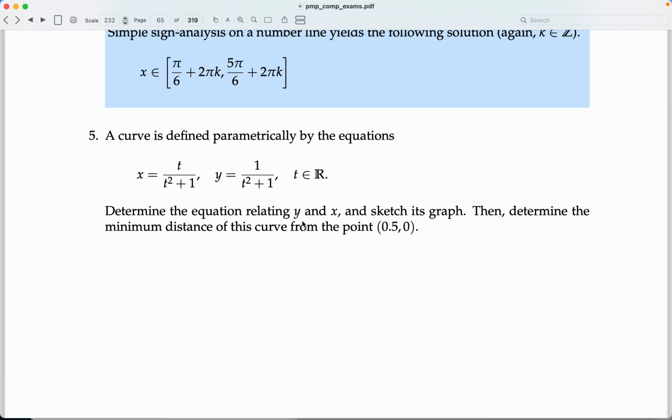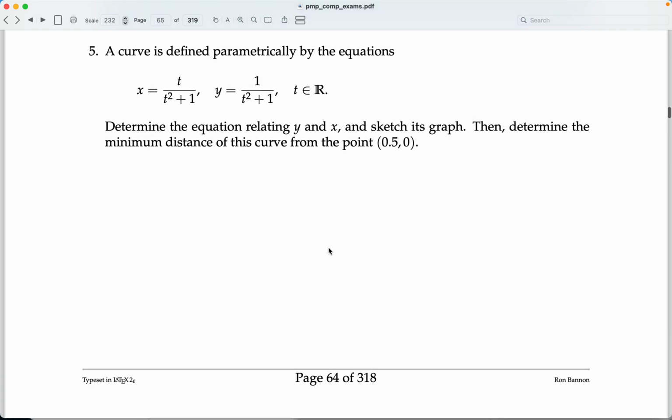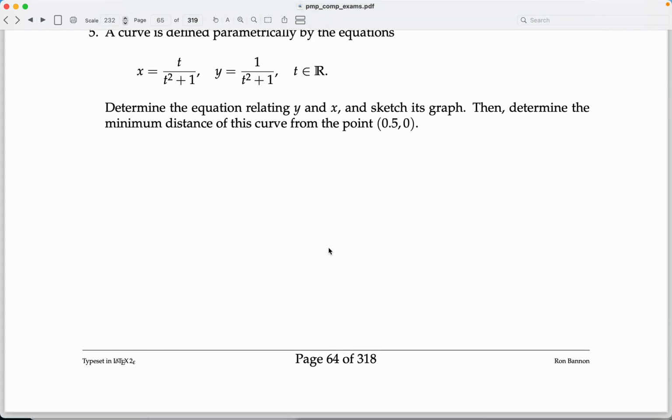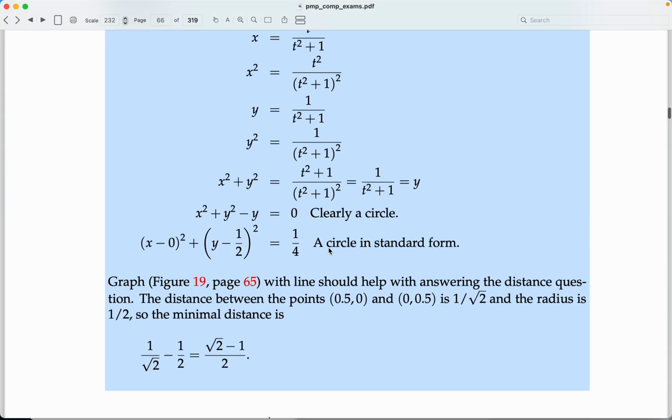Determine the equation relating y and x. We did that. It's a circle. We sketched this graph. And then we want to determine the minimum distance of the curve from the point (0, 0.5). We went through that. Again, what did we just go over here? A little bit of using Sage to graph a parametric plot.